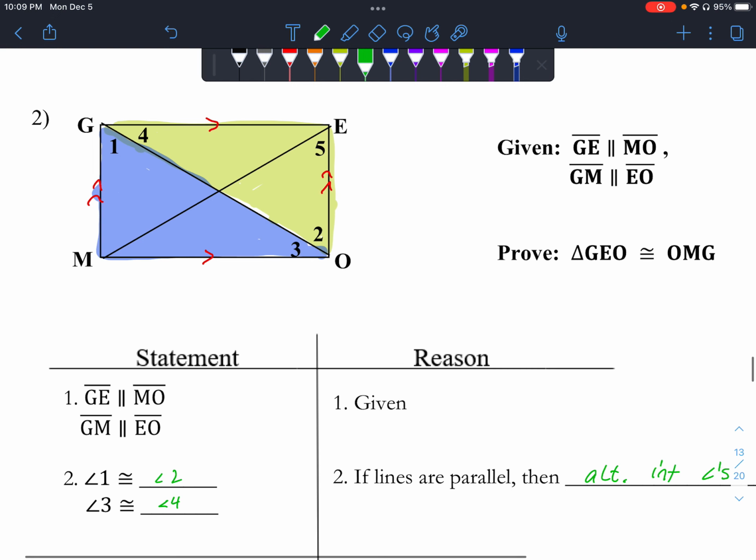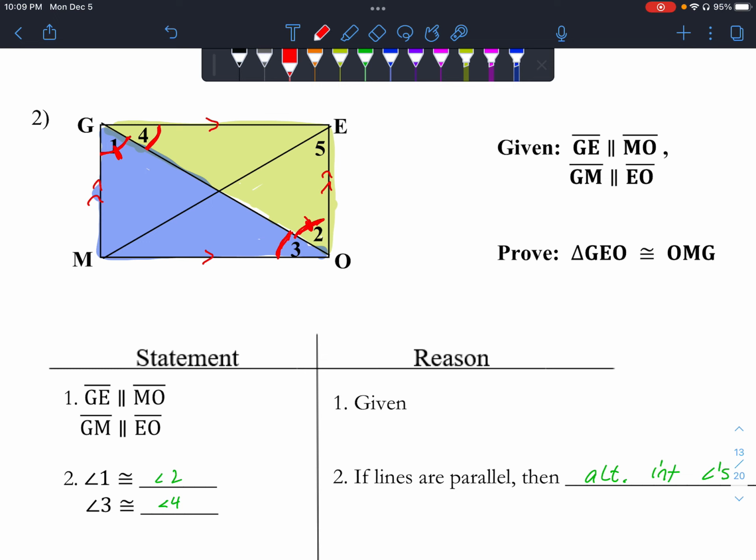So if you looked at the markings that we had here, I have angle 4 congruent to angle 2. I'm going to do this in red really quick so we can see it. Angle 4 is congruent to angle 2. Sorry, angle 4 is congruent to angle 3. Angle 1 is congruent to angle 2.